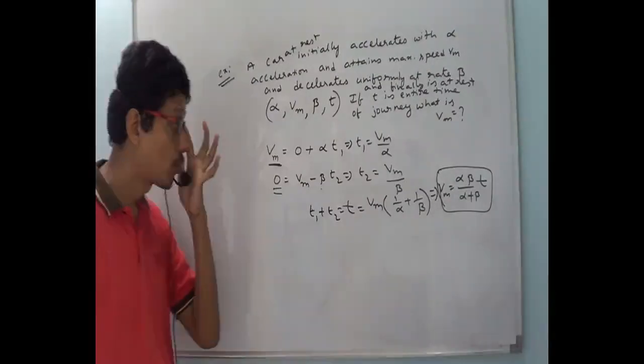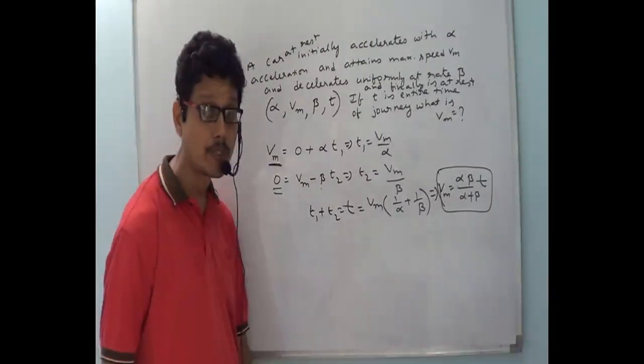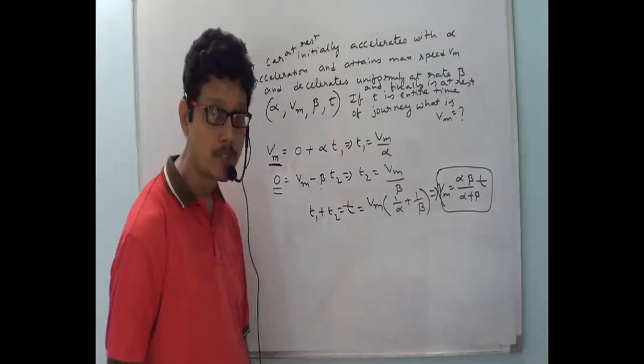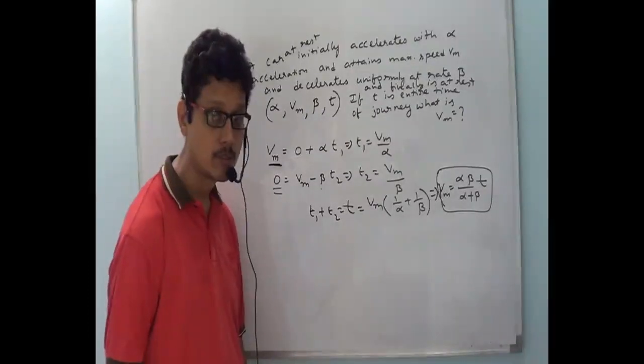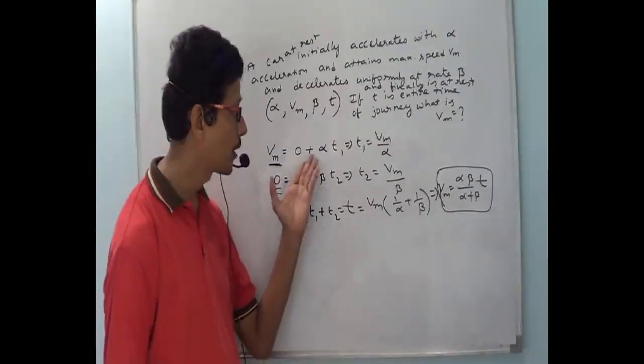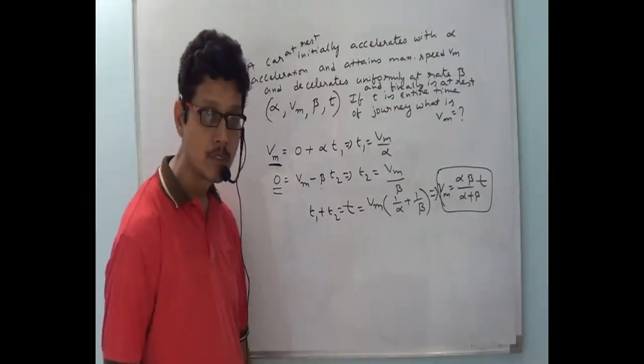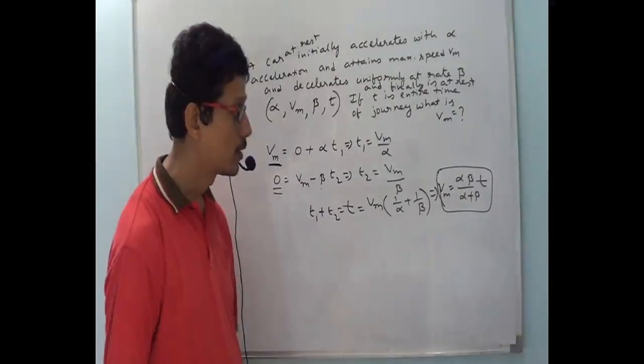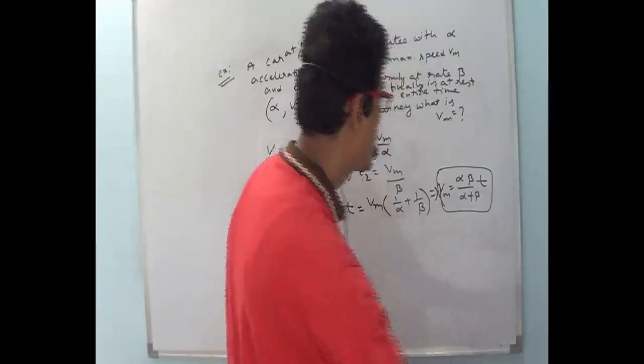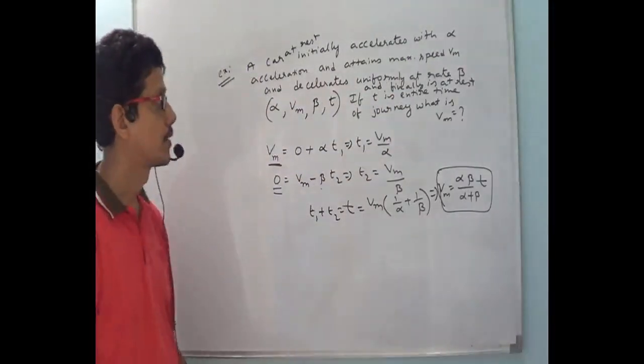If you want distance, what formula we have to apply? V square minus u square is equal to 2as, na? Time, we want time, na? That's why I have taken v is equal to u plus at. Now I want distance, I'll just erase this.